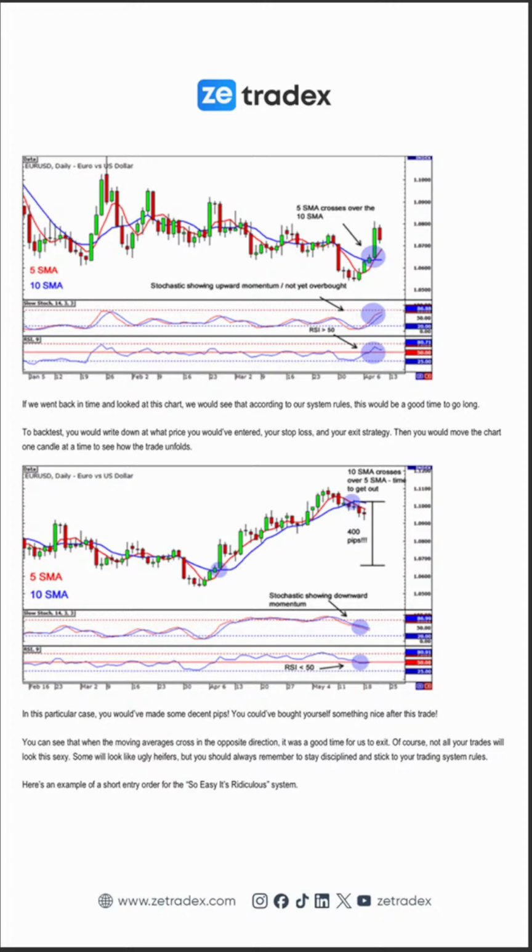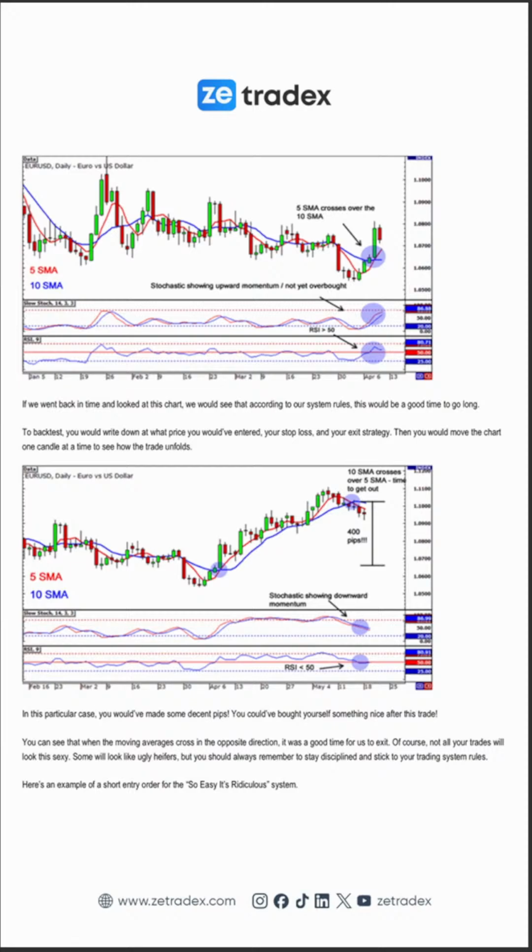doji candles, we would see that according to our system rules, this would be a good time to go on a long trade. To backtest, you would write down at what price you would have entered, your stop loss, your exit strategy. Then you would also move the chart one candle at a time to see how the trade unfolds, right?